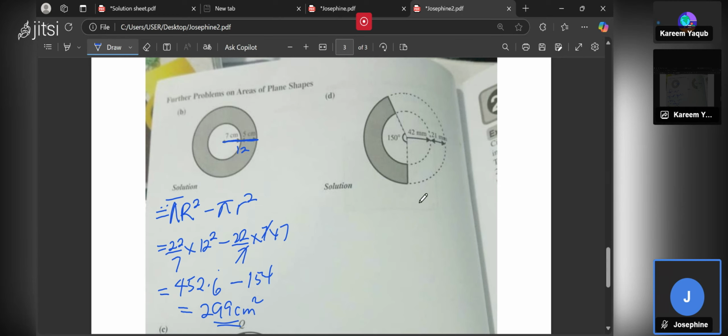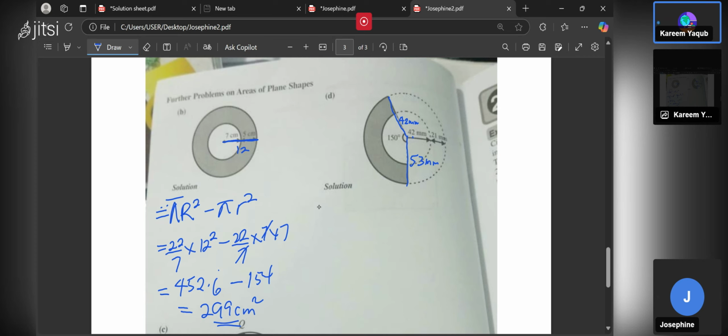Okay. This one is also easy. We are looking for the area of the shaded portion here. If you look at what you have there, this is a sector. We have two sectors there, the smaller one and the bigger one. The radius of the bigger one will be the addition of 42 mm plus 21 mm. That will give us 63 mm. While the smaller one is 42 mm.